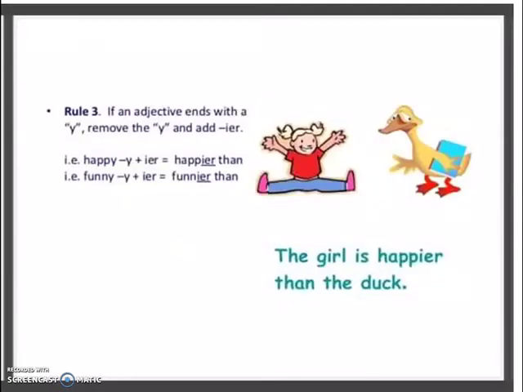Number 3. If an adjective ends with a Y, remove the Y and add IER. Happy. Happy ends with Y. Before it we have a consonant, which is P. Cross out the Y and then add IER. As you can see also in the example, the girl is happier than the duck.